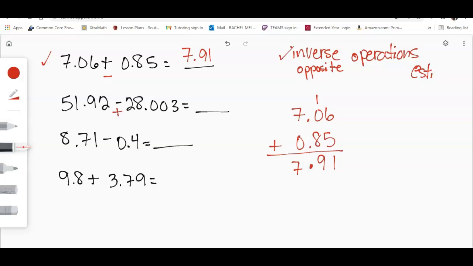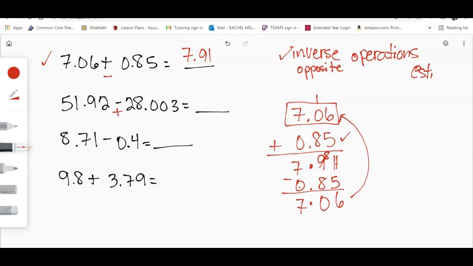Now I need to use my inverse operation to check. That means the opposite of addition is subtraction. So I am going to subtract this number, which was 85/100. And if I did this correctly, I should get this number that I started with. So let's see. I cannot do 1 minus 5, so I'm going to regroup. 11 minus 5 is 6. 8 minus 8 is 0. 7 minus 0 is 7. So I did get the correct number.